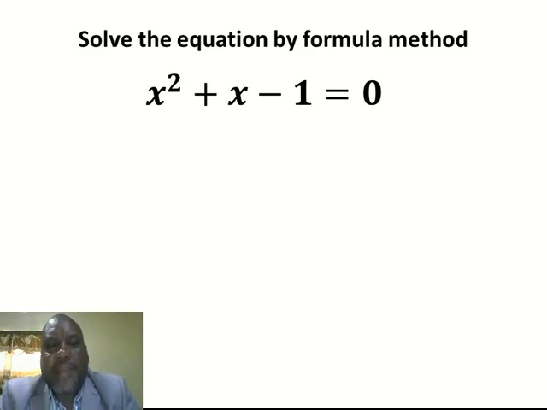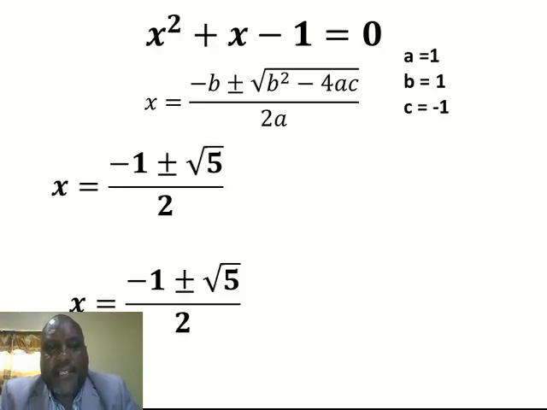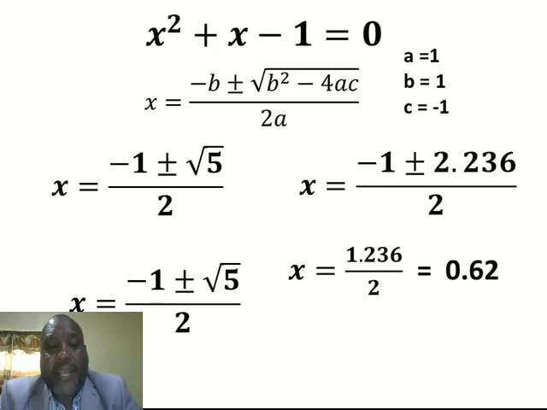Solving this quadratic equation by the formula method, you substitute a equals 1, b equals 1, and c equals negative 1. You substitute properly, and you'll be able to get x equals 0.62, and also x equals negative 1.62.